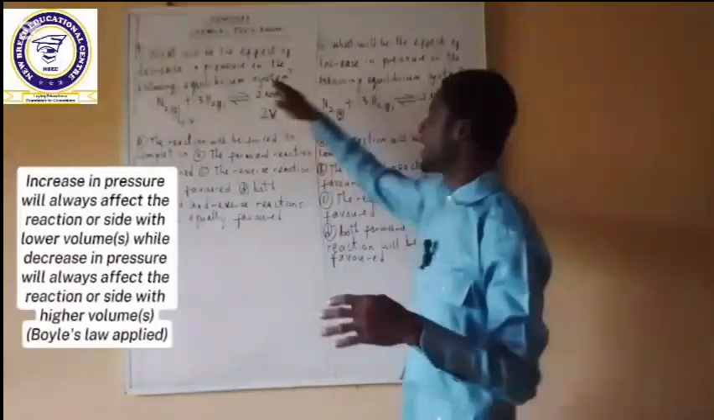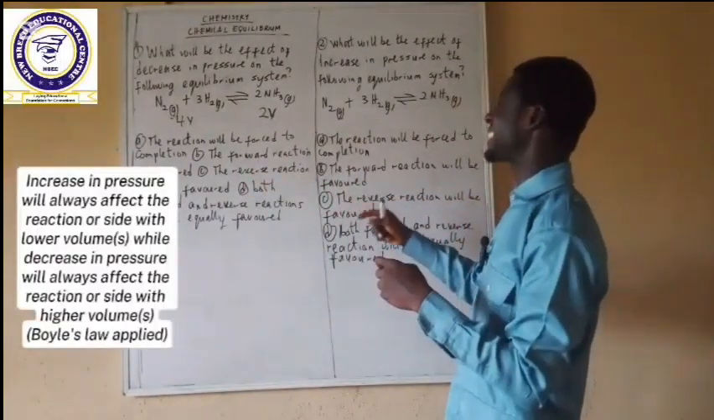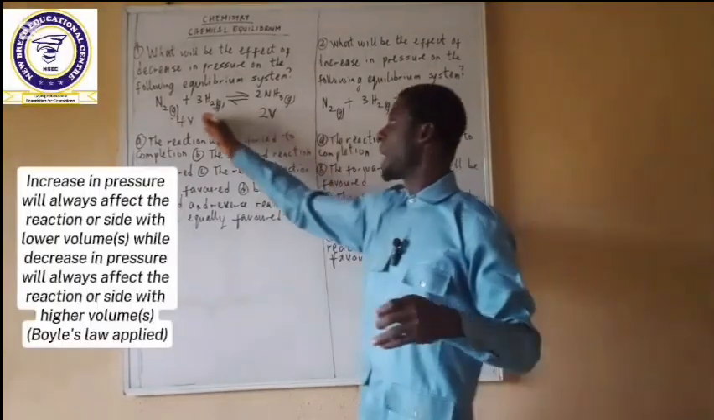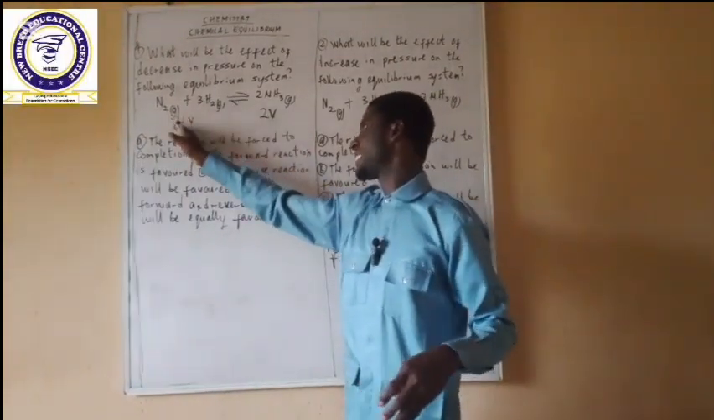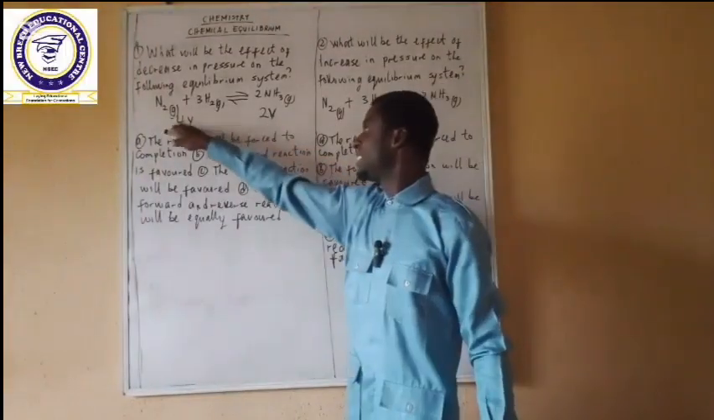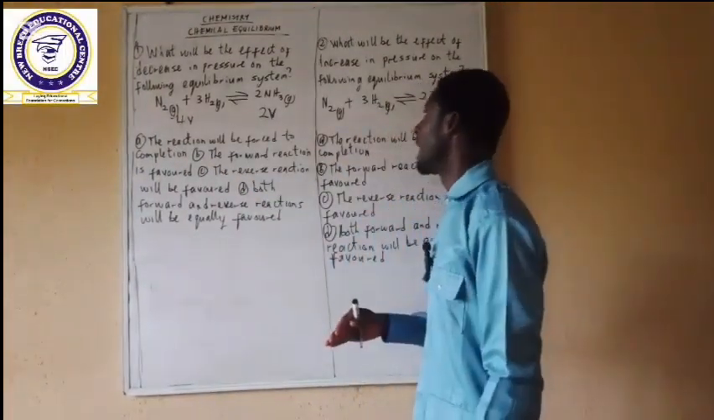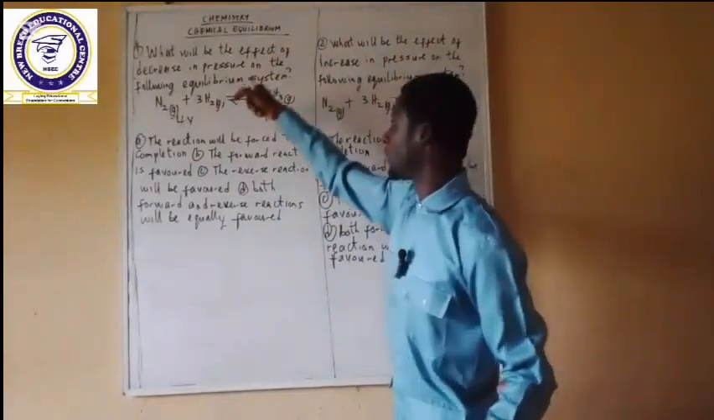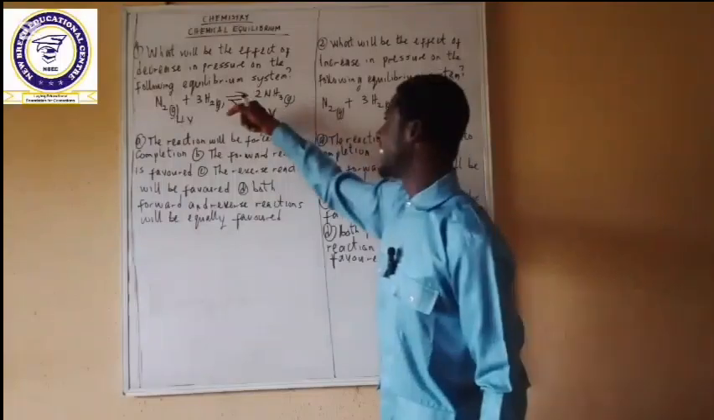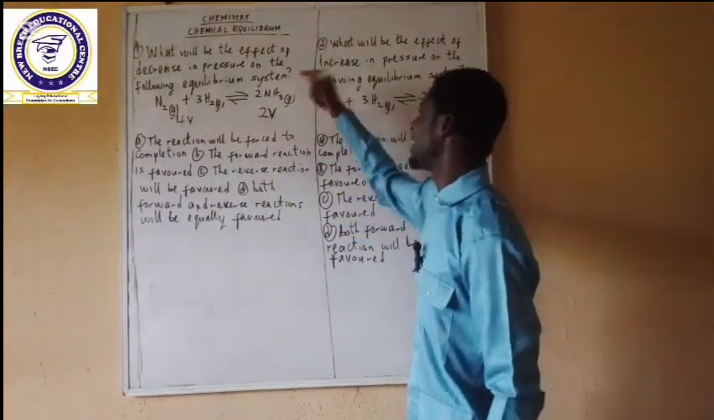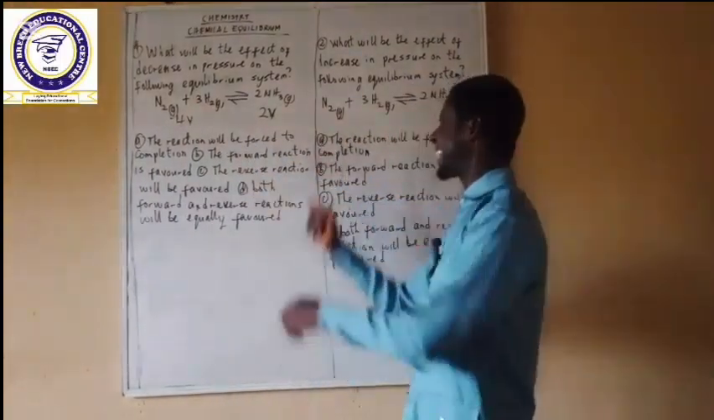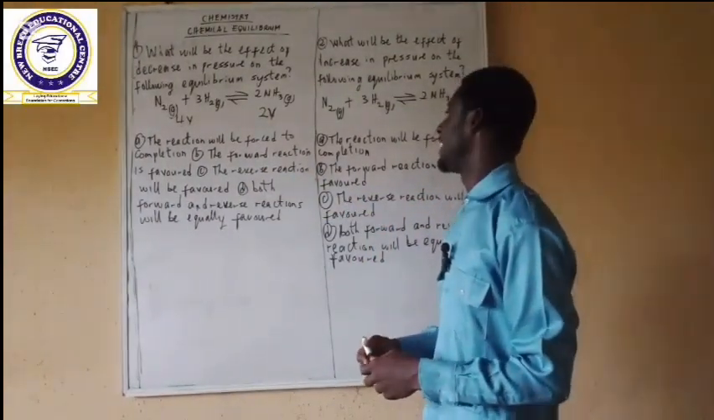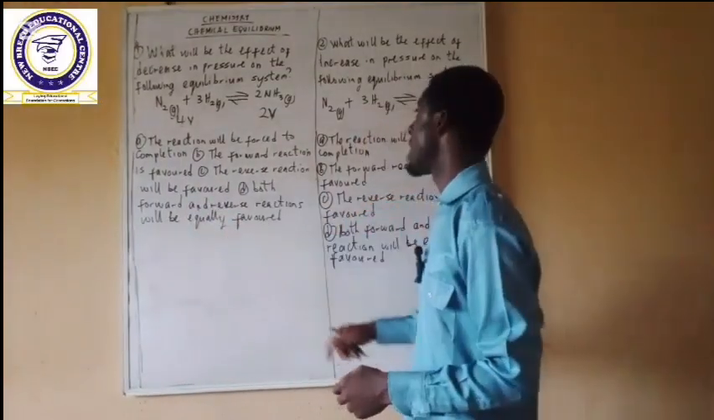So decrease in pressure is going to affect the side that has higher volume, and the side that has the higher volume is the backward reaction, which is the reactant side. So decrease in pressure is going to affect this backward reaction. Now, how does this system maintain equilibrium? This system is going to shift its equilibrium towards the backward reaction, which decrease in pressure has gone to affect, so I can remove the effect of that decrease in pressure. So what will be our answer here is that the reverse reaction will be favored.